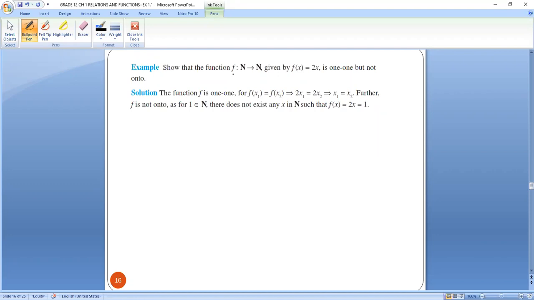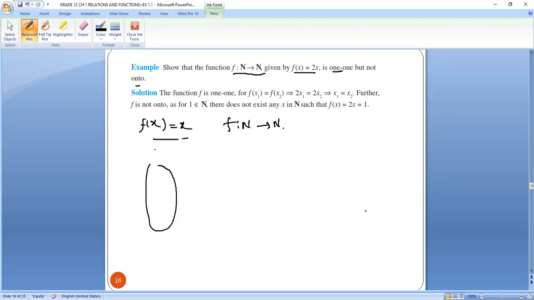Show that the function f, a mapping from N to N given by f(x) = 2x, is one-one but not onto. Before taking this function, I would like to take the function f(x) = x, where f is a mapping from N to N. This function we will discuss first, whether it is one-one and onto. f(x) = x means we have one set x, and we are mapping it to another set which is f(x).